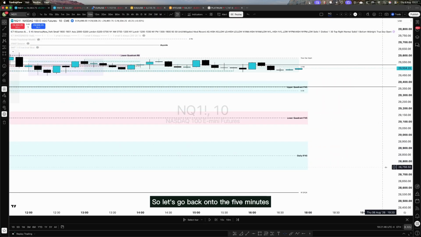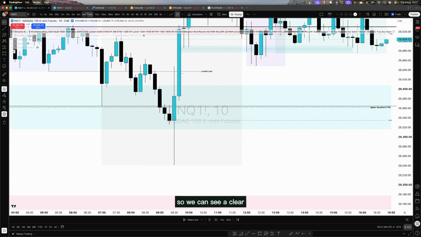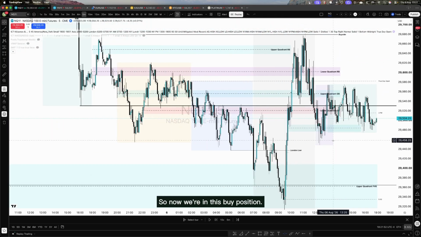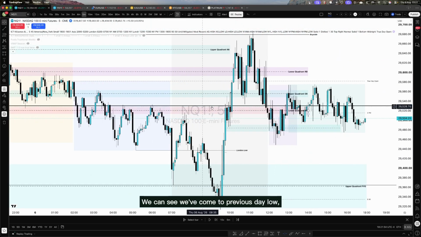So let's go back onto the 5 minutes so we can see a clear identification of where price is at. So now we're in this buy position. We can see we've come to previous day low, which I've marked, and we're remitigating this level. Okay, I'm going to reuse that word, remitigating it, because we've not taken it for the first time. It's been used as a liquidity level, and we can see we've created some accumulation.